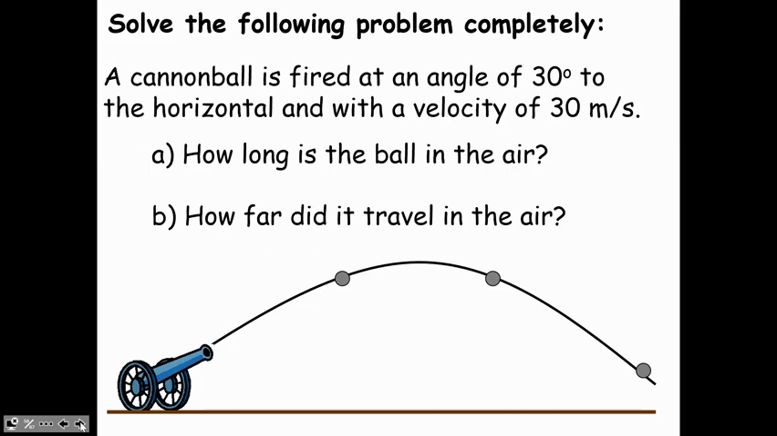Now let's try seeing a problem all the way through. So this problem we are going to solve for as well as setting up our tables of values. A cannonball is fired at an angle of 30 degrees to the horizontal with a velocity of 30 meters per second. So here we're being given a resultant velocity. We have to solve for how long the ball is in the air, or the time the ball is in the air, and how far it travels in the air.